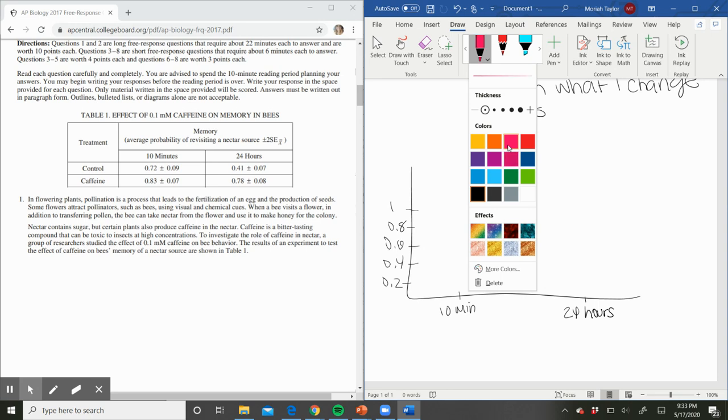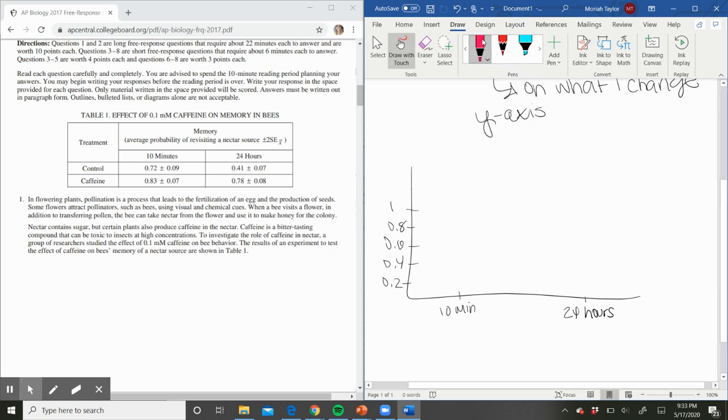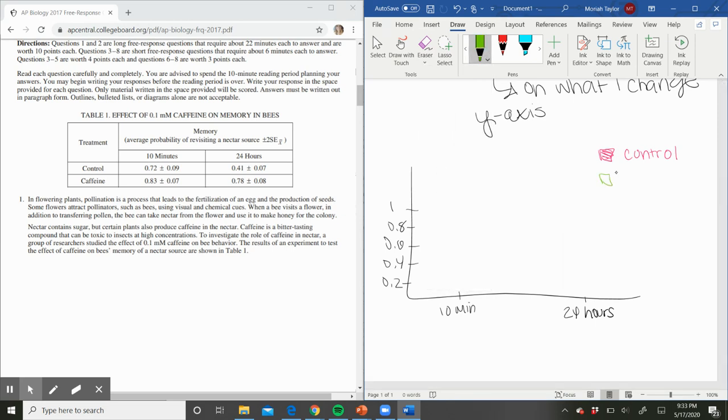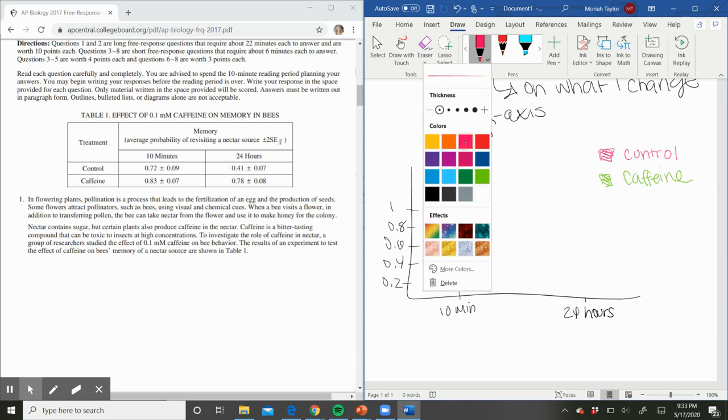So I'm going to do control in pink. So if it helps you, I'll just put a key right here. So this is the control. And then I'll do the treatment for the caffeine, which is the treatment, in green. I don't know why that just made a line all the way down the thing, but anyways. So pink is control, so I'm just going to graph the control.